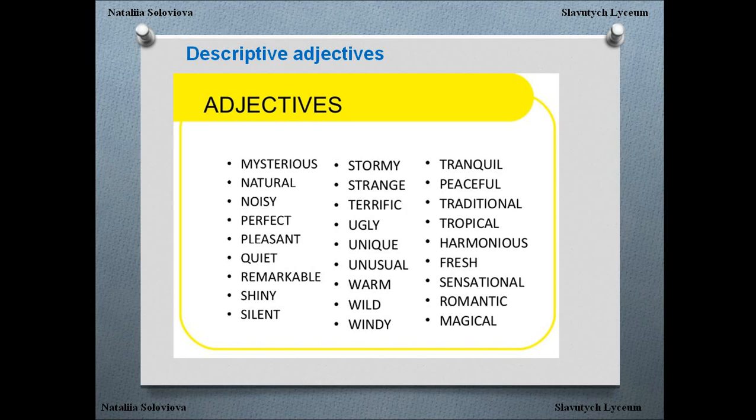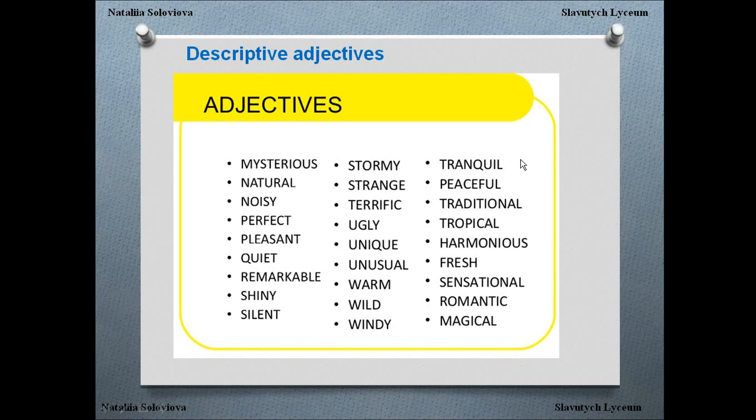Terrific, вражаючий. Ugly, потворний, некрасивий, страшний. Unique, унікальний. I think you know this word. Unusual, незвичайний. Warm, wild, windy. These words are more about nature.